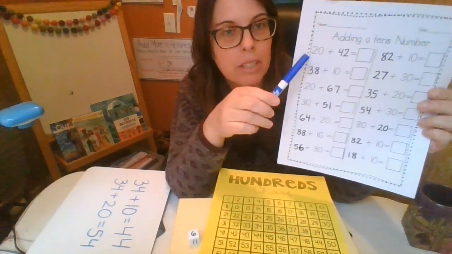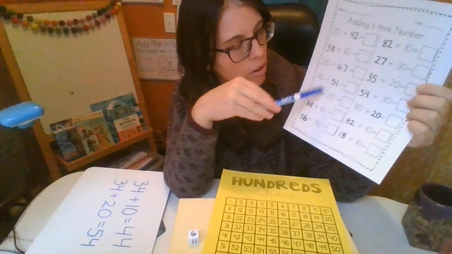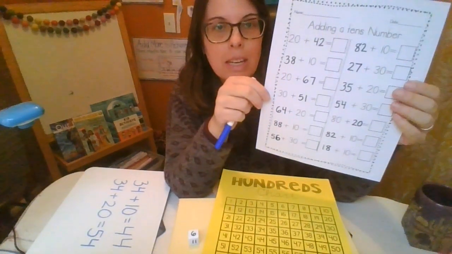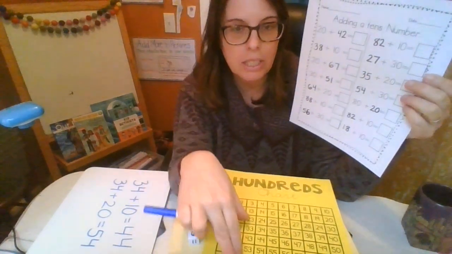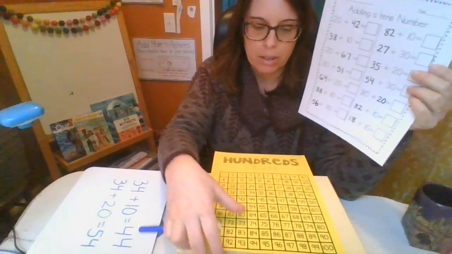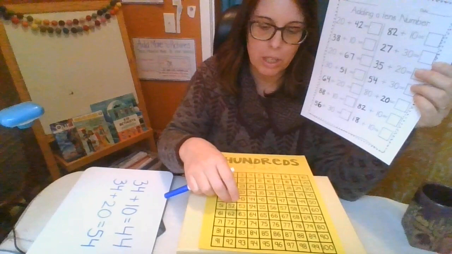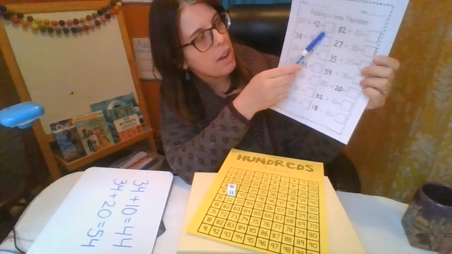Okay, so here's what you're doing today. You're going to use your hundreds chart again to help you add these numbers. Okay, so you have some numbers that are in the tens, and you also have some numbers that aren't in the tens. So first look at the number that's not just an even 10 number, okay? So like 42. You're going to start on your board at that number. So I'm going to start at like 42. And then I'm going to add 20 to it.